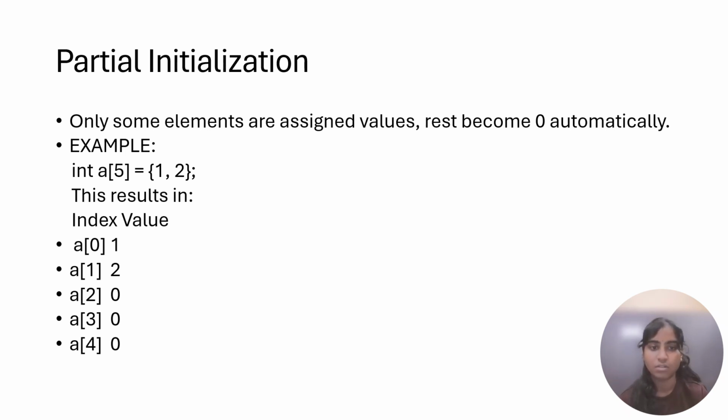So now let's access the values. a[0] is 1, a[1] is 2, sorry. a[2] becomes 0, a[3] becomes 0, and a[4] also becomes 0.